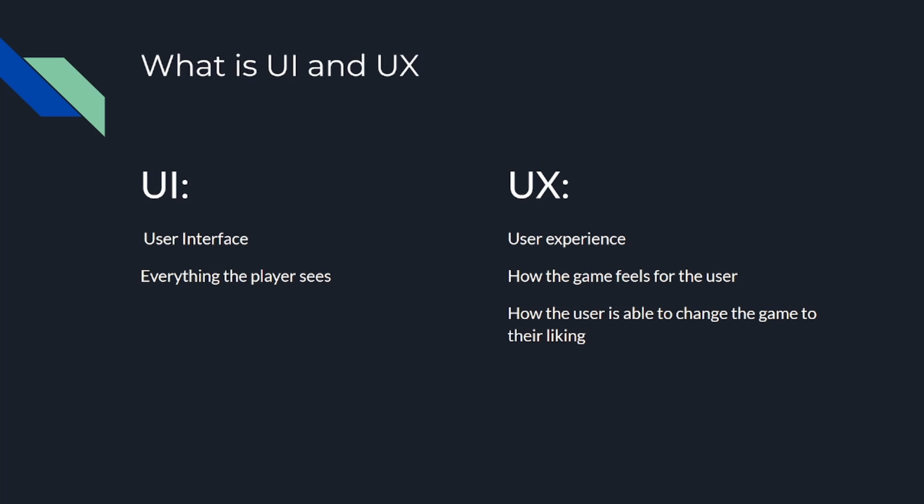Now, for a brief explanation of what UI and UX is, UI is user interface, and that's pretty much everything the user is going to see, everything the player is going to see. This includes stuff like a main menu, a HUD, and all sorts of individual stuff like that, while UX stands for user experience. It's how the game feels for the user, but also how the user is able to change the game to their liking, which includes very great option menus and all that, which is exactly what I decided to work on.